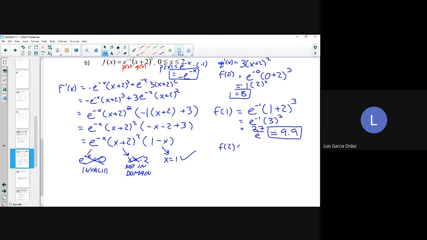Now, can you guys evaluate f at 2 for me and tell me what you get? So when you plug in 2 for x, tell me what you get as your output. So when you're done, type in the answer in the chat. So you're evaluating f at 2.